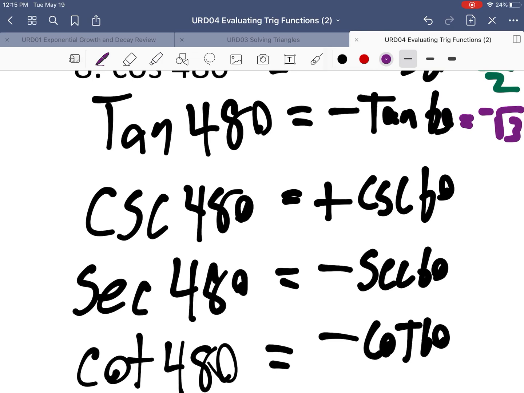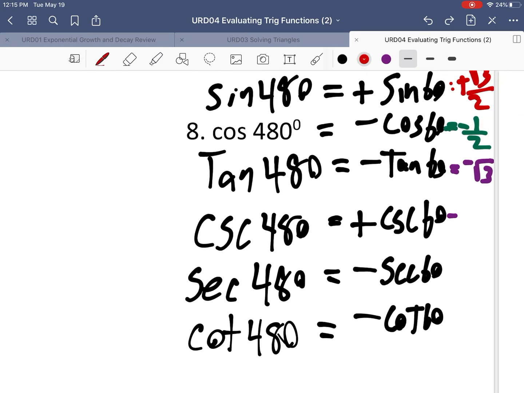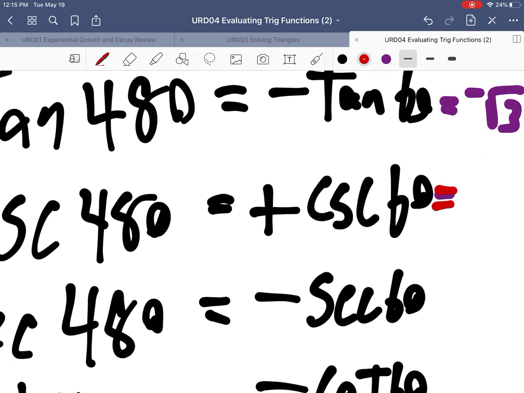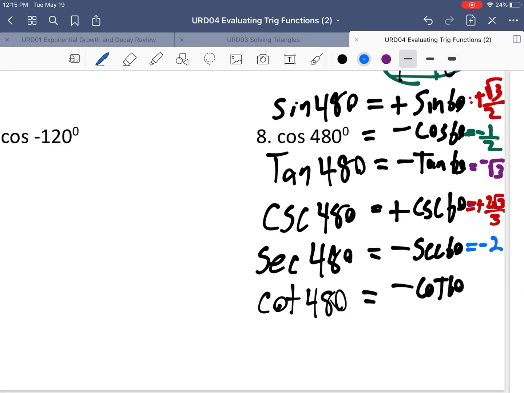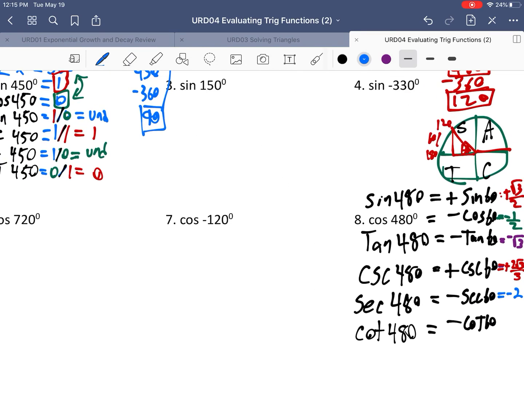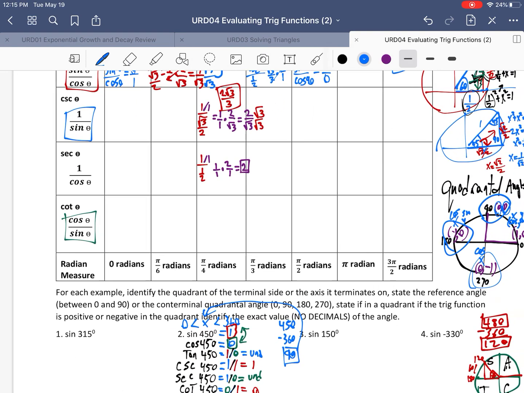So for cosecant of 60, I'm going to get positive 2 radical 3 over 3. For secant, I'm going to get negative 2. And for cotangent, I have to come up with a value for that.